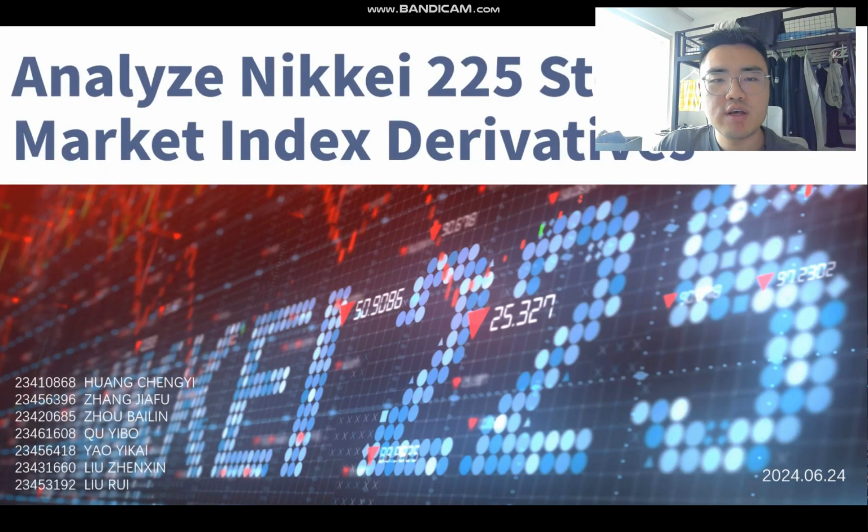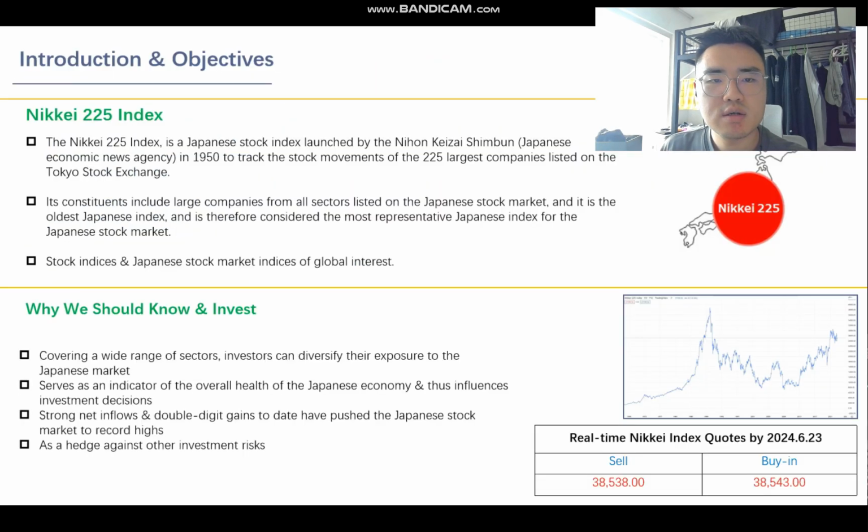Hello everyone. For this Assignment 2, our group is going to search and analyze the Nikkei 225 stock market index derivative in Japan. Here's our content. First of all, we need to make a quick introduction and explain our objectives about the Nikkei 225 index and why we should know and invest in these derivatives.